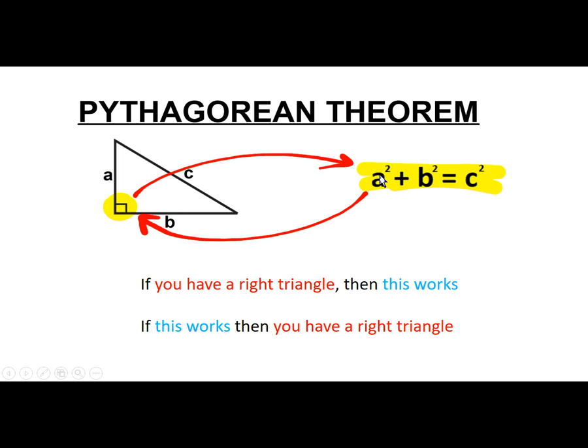If you have a right angle, you can use the formula. If you can use the formula, then it's a right angle in your triangle. Basically, that means we can use the Pythagorean theorem not only when we know we have a right triangle, using it to find a missing side, but if we know all three sides, we can determine whether it was a right triangle in the first place.